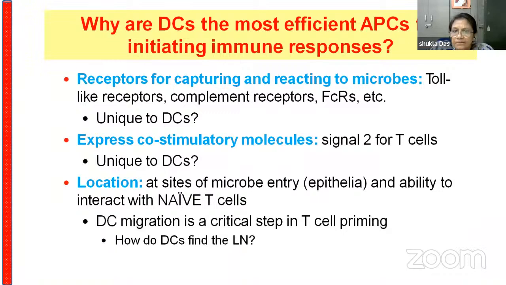So DCs are very important for capturing. They are the first level where they will also express the toll-like receptors. They also result in co-stimulatory signals, and their locations are those sites which I told you. They're mostly in the mucosal areas, and they are a critical step in T cell priming.